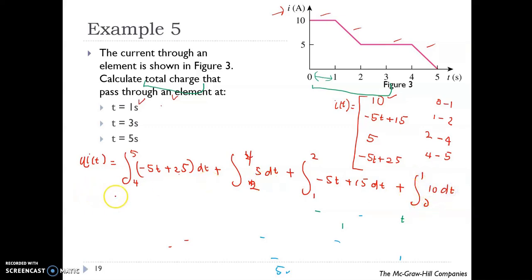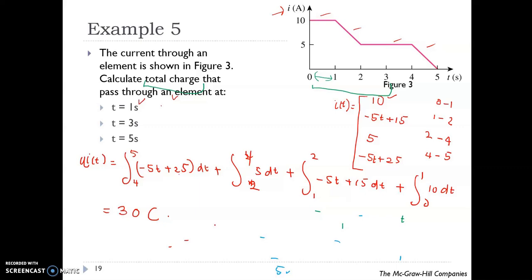If you integrate this, I'm not going to spend more time on showing the steps. I'm just directly going to give you the answer. If you integrate all the parts, you are going to get the answer equal to 30 coulomb. Okay, so that's the solution where you use the lengthy method.